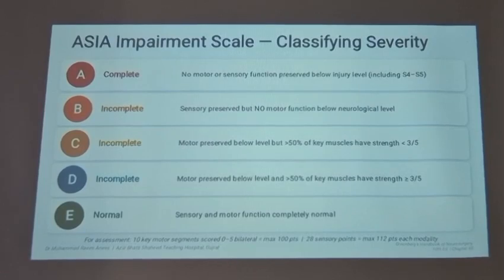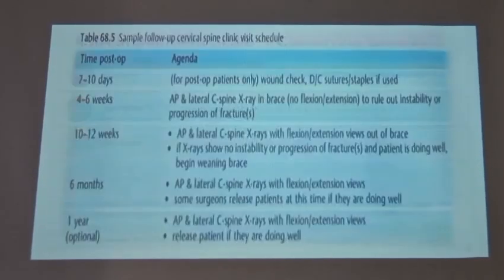The ASIA impairment scale classifies severity as we discussed in the adults yesterday, but today in pediatrics: complete, no motor or sensory function preserved below the injury level, including S4, S5; incomplete, sensory preserved but no motor function below the neurological level; incomplete, motor preserved below the level but less than 50% of the key muscles have strength 3 by 5; incomplete, motor preserved below the level and greater than 50% of key muscles have strength 3 by 5; and normal sensory and motor function. It is almost similar to the adult.